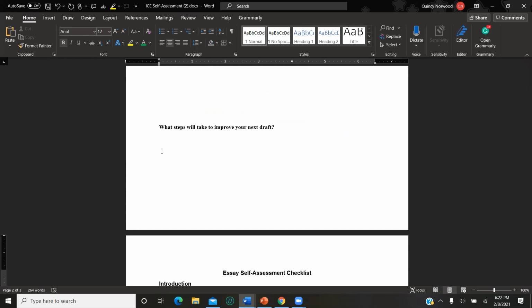Will you organize differently? Okay. Will you focus on sentence level issues? Will you make sure all your paragraphs are unified? Okay, coherent, have adequate development. Okay. Will you work with a tutor? All right. So think about that. What steps will you take? Will you spend more time on it? Okay. What steps will you take to improve your next draft?